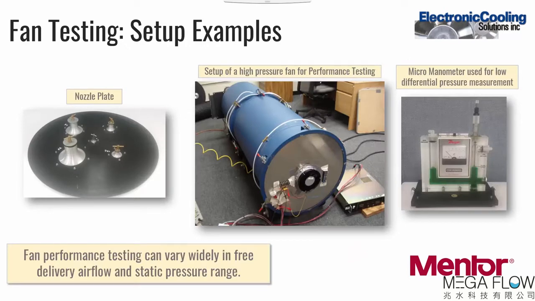The next couple of slides show examples of actual setups and equipment. A sample nozzle plate is shown in the figure on the left. It shows nozzles ranging from 0.688 inches to 2 inches. Each nozzle is valid within a flow range where it is calibrated, and it should be used only within that calibrated range. It is okay to use a combination of nozzles for higher flows than what a single nozzle is calibrated for.